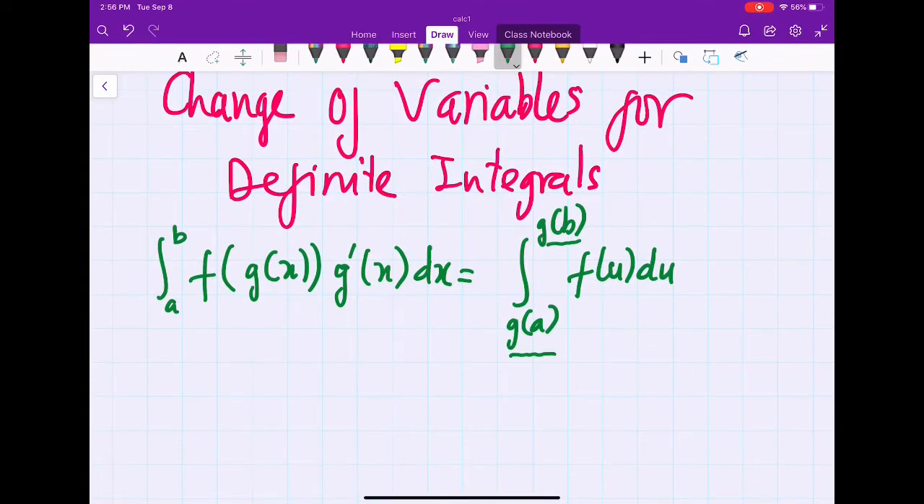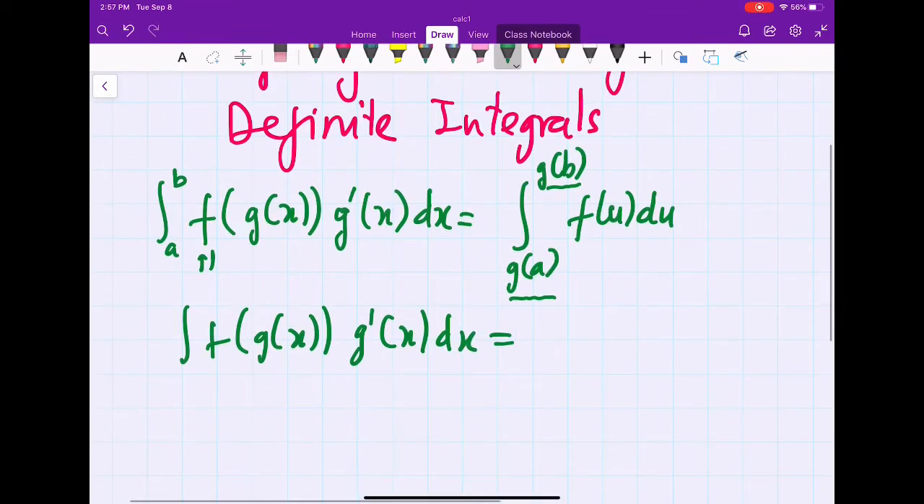Remember that if you have capital F as an antiderivative of the function f, then the integral on the left hand side is nothing but F(b) minus F(a). Or let's write the antiderivative first. So I have the antiderivative of f of g(x) g prime(x) dx is equal to F of g(x) plus c.